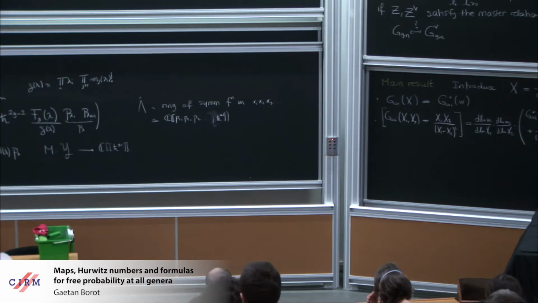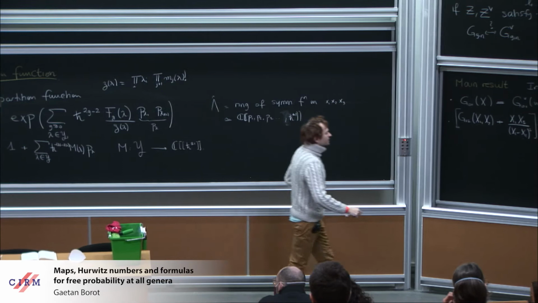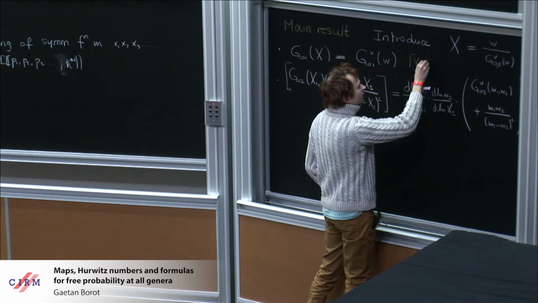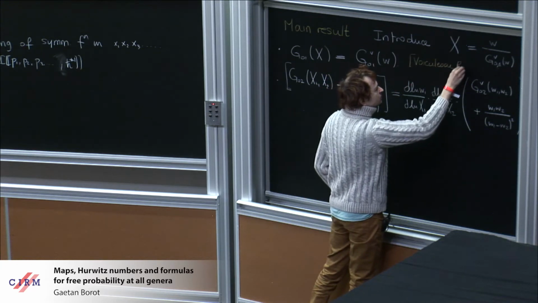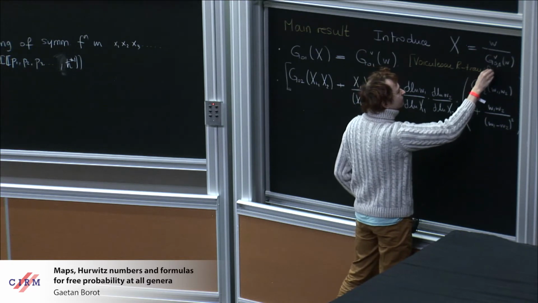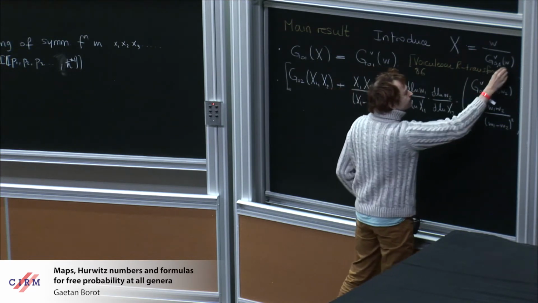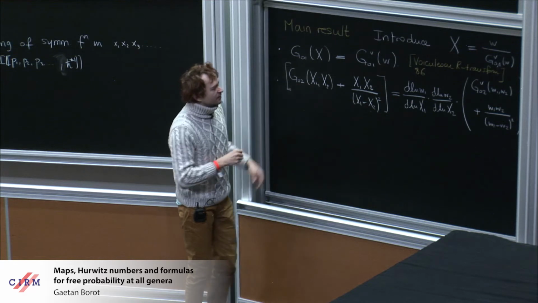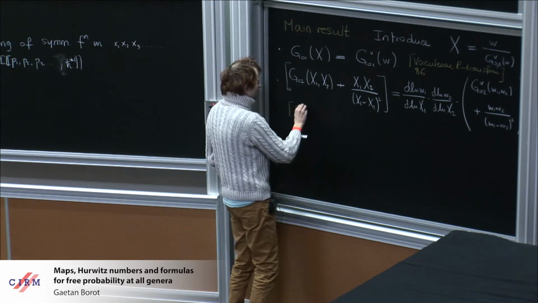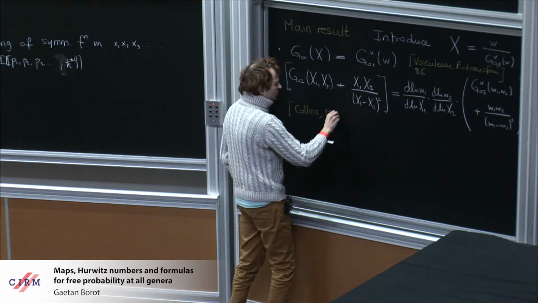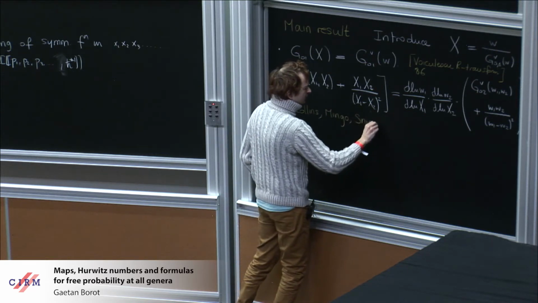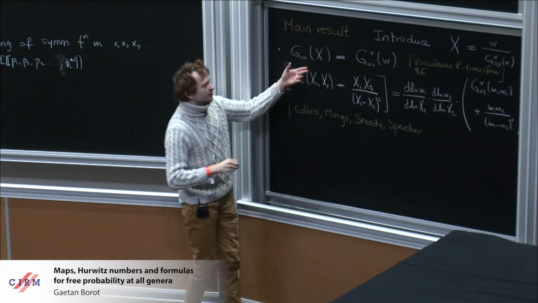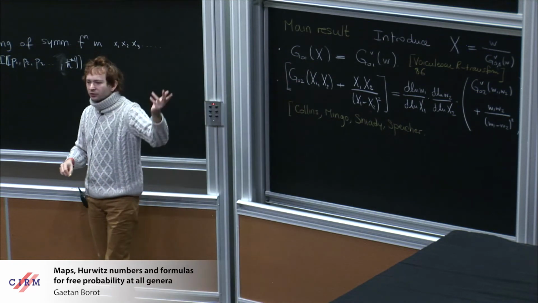So I will try to explain a bit later that this relation here is not new. It's essentially Voiculescu's R transform in free probability. This formula comes from the work of Collins, Mingo, Śniady, and Speicher. So this formula, as I will say later, relates cumulants and free cumulants.